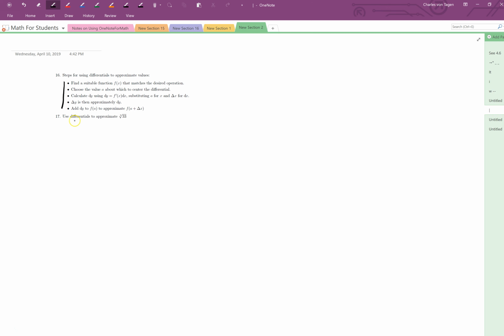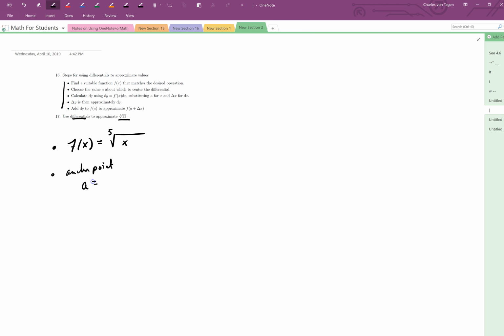Okay, so we want to use differentials now to approximate the fifth root of 33. So just like when we were doing linear approximation, we need to come up with a function that approximates the operation that we're trying to do. So our function will be the fifth root of x. We again need to choose an anchor point, just as before.